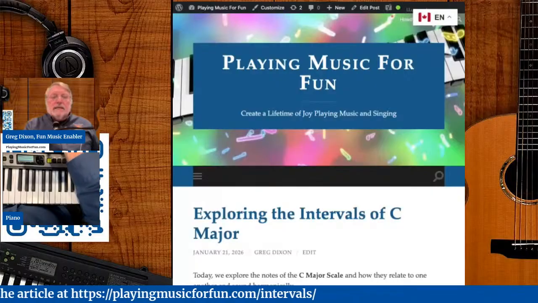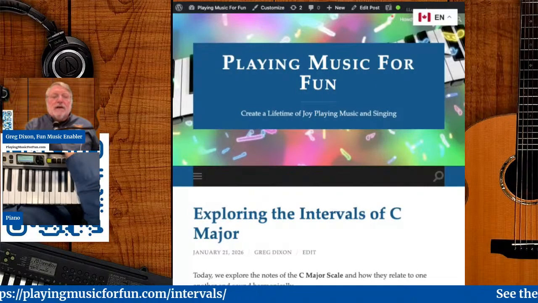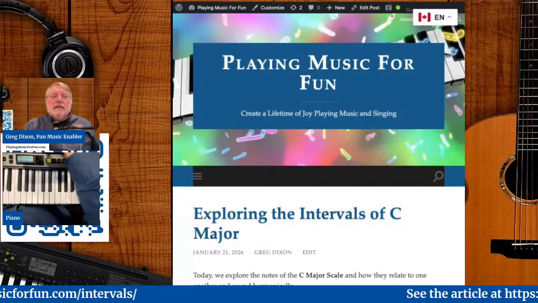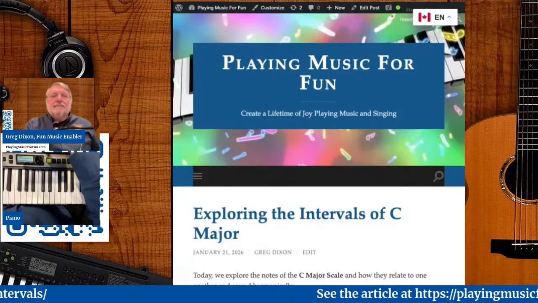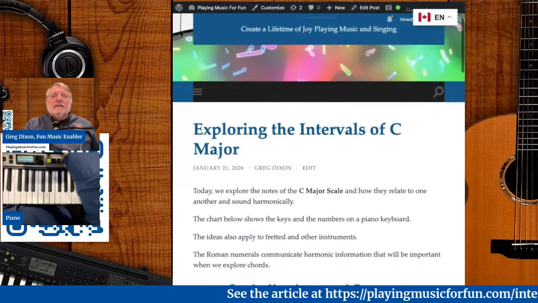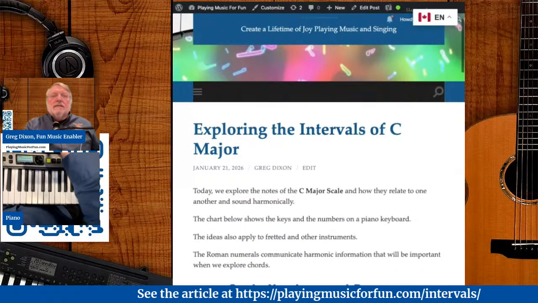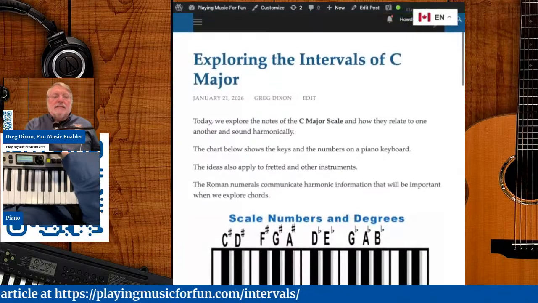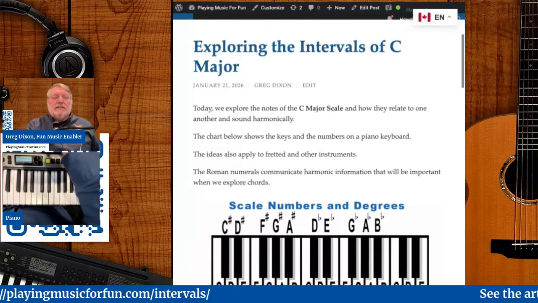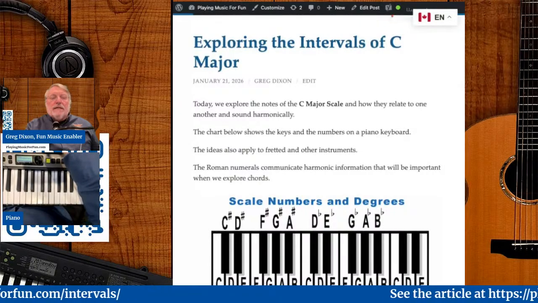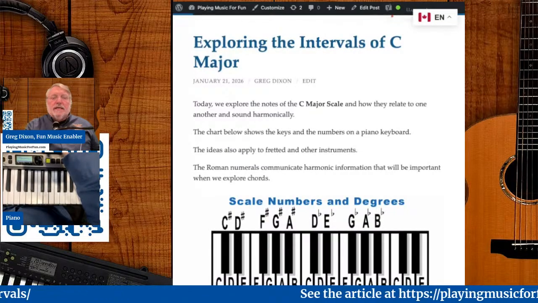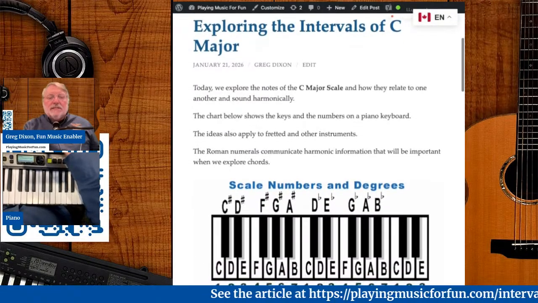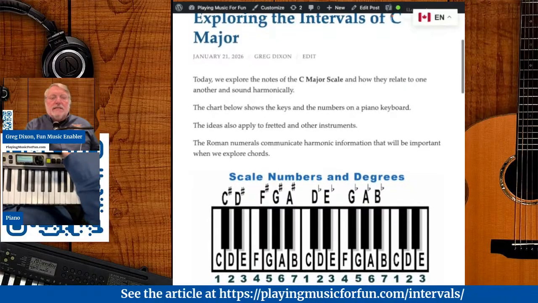It's at playingmusicforfun.com/intervals. Basically, this applies to, I'm using the keyboard here because it's very graphical in the way it's presented, but it applies to all fretted instruments, all instruments really. What's different is you need to apply different mechanics to play the individual notes.